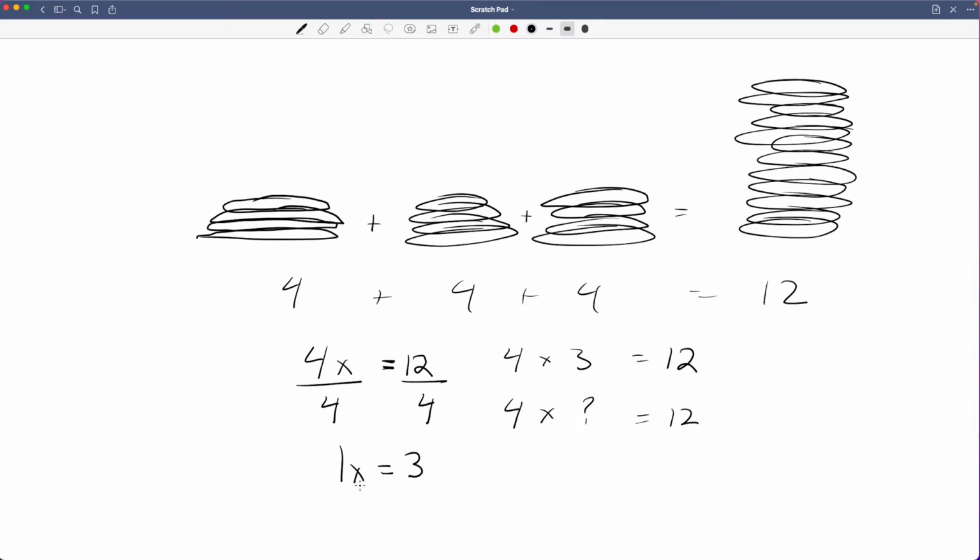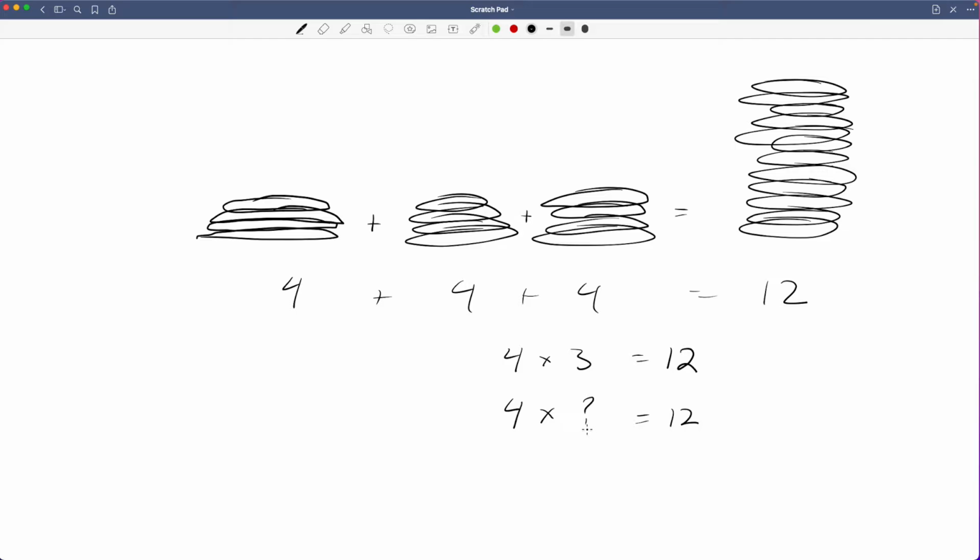So x is equal to 3. And we say 1x, but you really only have to write the x because x by itself is understood to be multiplied times 1. But that is what you're doing to find the unknown value. You are doing the opposite operation. So instead of multiplying 4 times 3 to get 12, we're going to divide 12 by the factor we know to find the other factor.